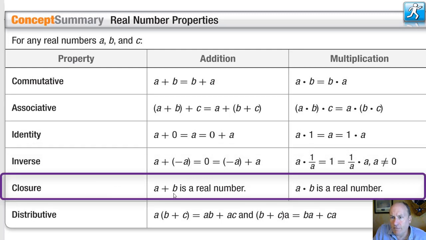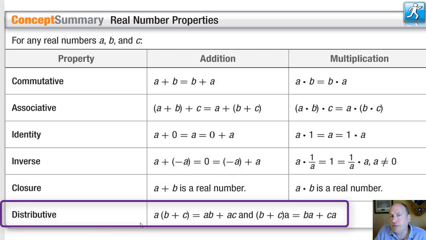Something you may not have heard of before is called closure. If the operation occurs, we still restrict the result to that type of number. In this case, closure property of addition means that a plus b results in a real number. In other words, I add two real numbers and I get a real number. That always works for addition. It works for multiplication as well. A times b results in a real number if a and b are real numbers.